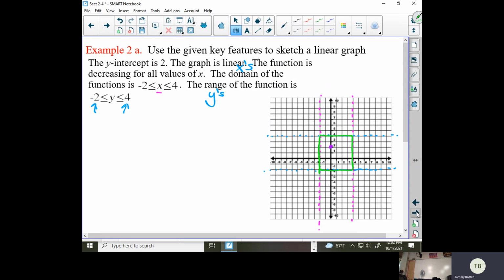And what it says is our graph goes from, so what I'm going to do is just draw our line through here. I went through that y-intercept. It's linear, so I drew a straight line. It's decreasing, so I made sure it went down. And then for the domain, it's only drawn from -2 to 4 on our x, and the range, it's only drawn from -2 to 4 on our y. Everybody understand that?